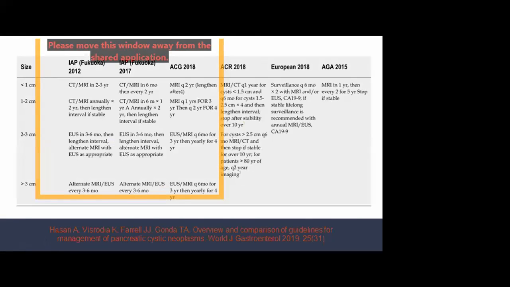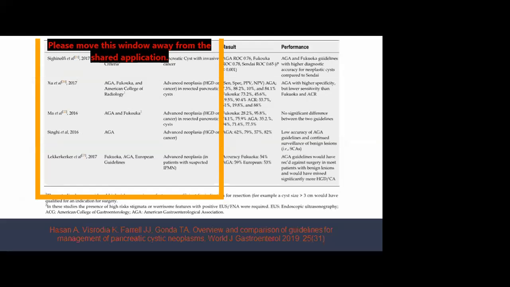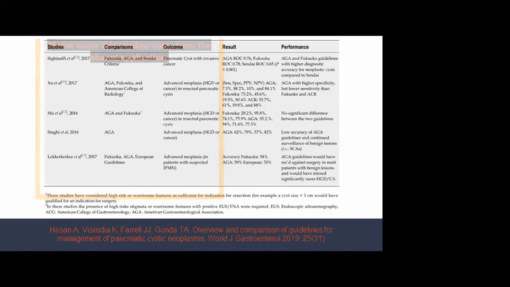And these are the various surveillance protocols which I already discussed based on the size of the cyst. And these are the various studies that have looked into various guidelines and how they perform. Almost all of the studies have mentioned that the AGA guidelines, the American Gastroenterological guidelines, and the Fukuoka guidelines have a higher diagnostic accuracy compared to either ACR or Sendai guidelines or other guidelines.